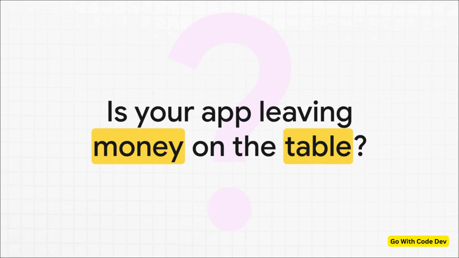So let's just start with the big one. Is your app leaving money on the table? For a lot of developers, the answer is, frankly, yes. But here's the good news. Unlocking all that hidden potential is often way, way simpler than you might think.